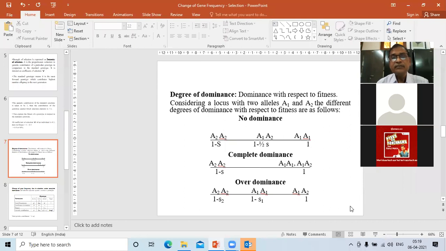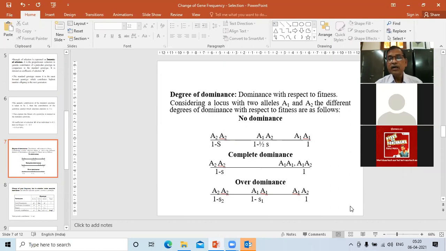Now here another term which comes, the degree of dominance. As we know, the term dominance means that in a heterozygote the gene which is expressed itself is known as dominant gene, and the gene which is suppressed in presence of dominant gene is known as recessive gene. But here we say dominance in terms of the fitness, not in any other phenotypic character. ठीक है? It is the degree of dominance की बात है.